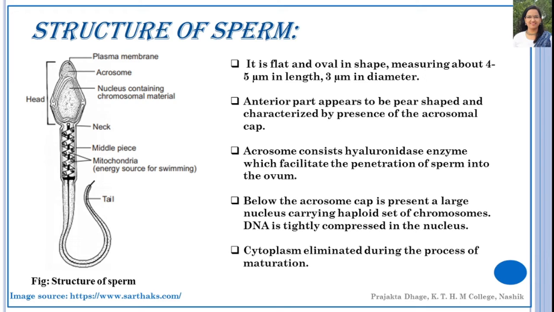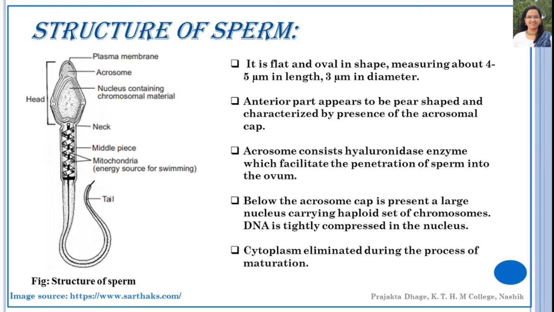Now let's begin with the head portion. If you see, it appears flat, it is oval in shape, but if you see the anterior most part, it appears pear shaped. Now this anterior most part contains a structure called the acrosome. Now the acrosome is made up from the Golgi complex, or it is a derivative of the Golgi complex. It is going to contain the digestive enzyme hyaluronidase, and it is going to help in the penetration of sperm into the ovum.